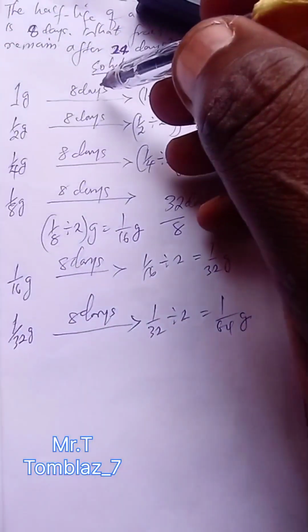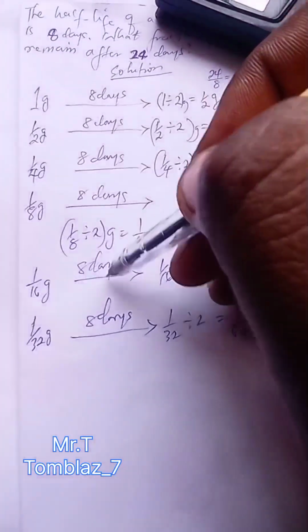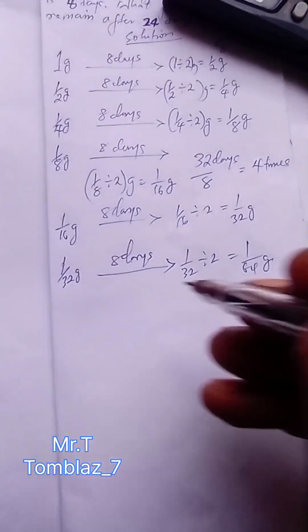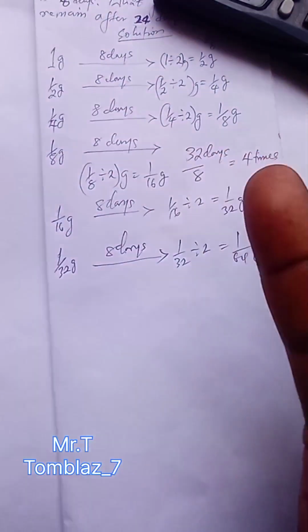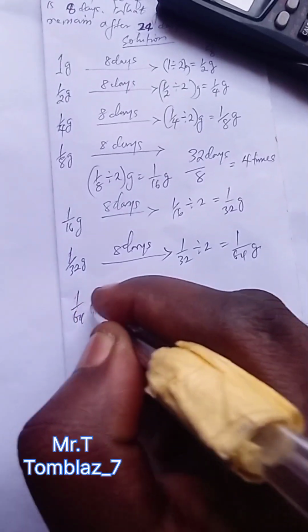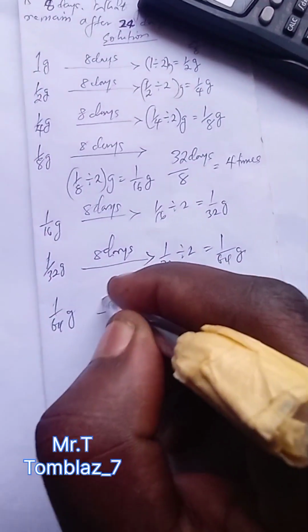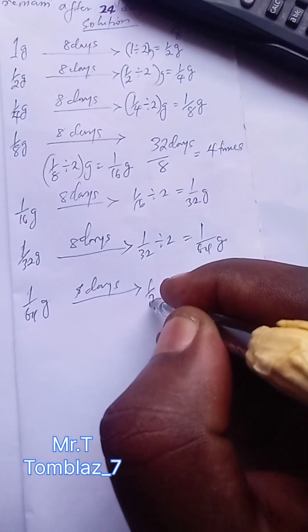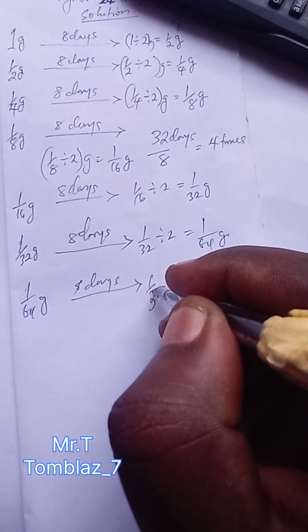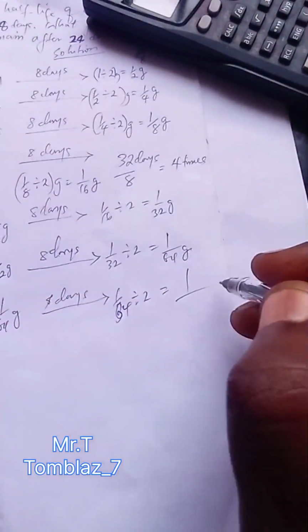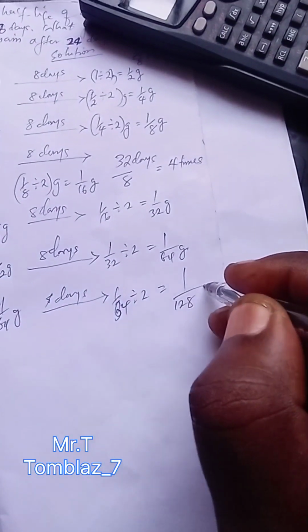How many 8 days do we have here now? 1 2 3 4 5 6. So it's remaining 2, since we have 6. So for 1 over 64 grams, we go for the next 8 days, it will decay again. So we have 64 times 2, so it gives us 1 over 128 grams.